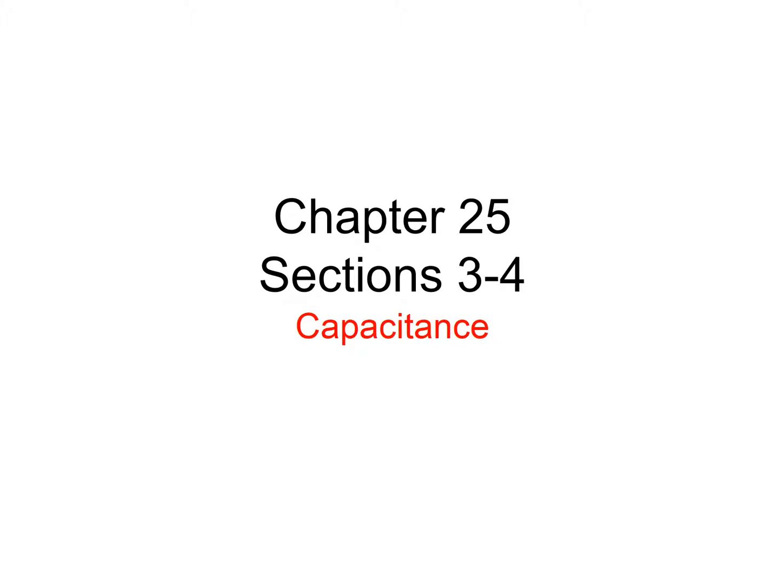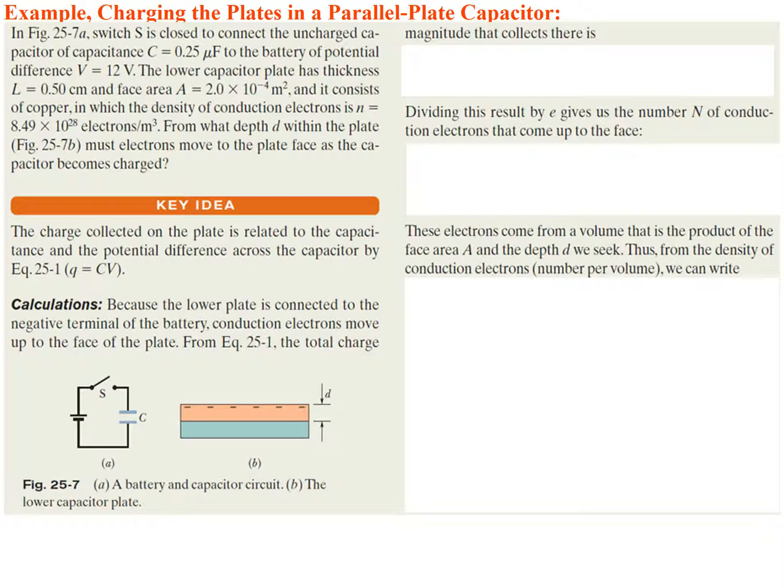We're going to continue our chapter on capacitance, covering an example problem from section 3 and then going on to section 4. Okay, let's do an example first. In the figure below, switch S is closed to connect the uncharged capacitor of capacitance C equal to 0.25 microfarads to the battery of potential difference V equal to 12 volts.